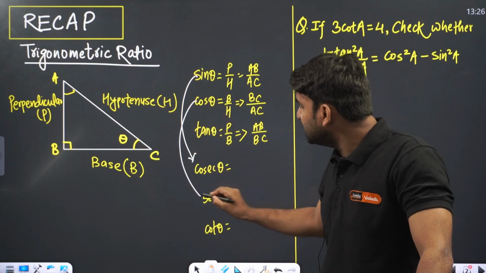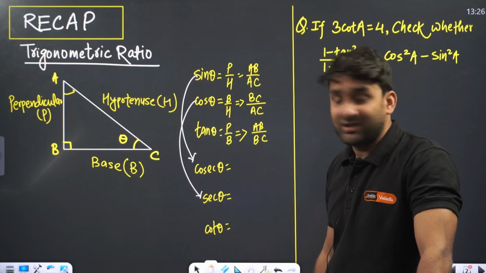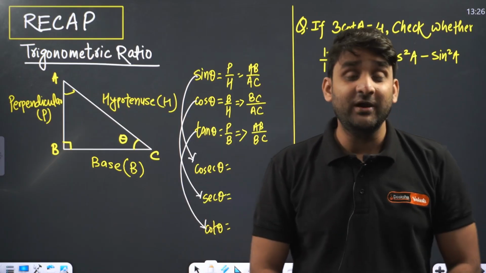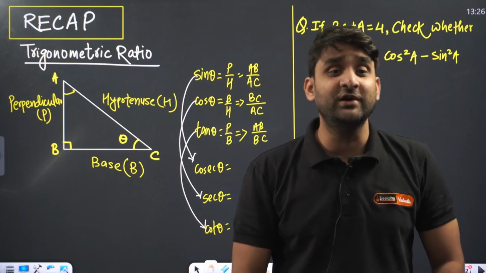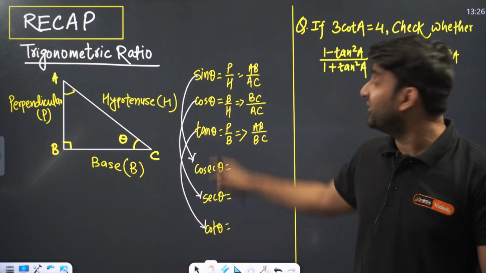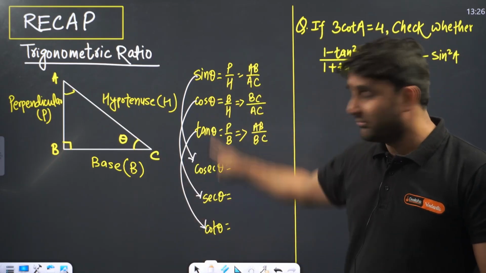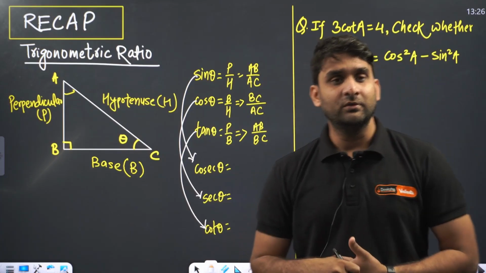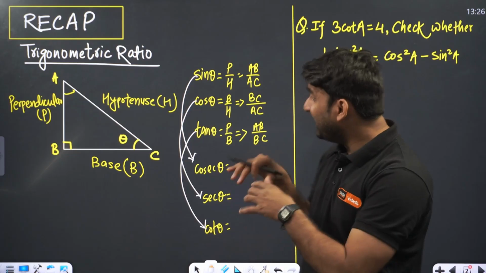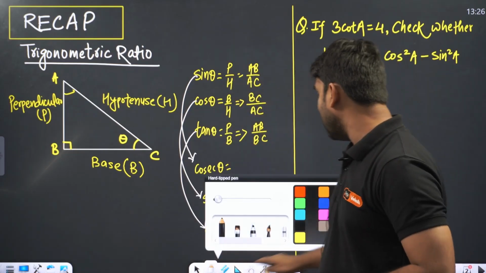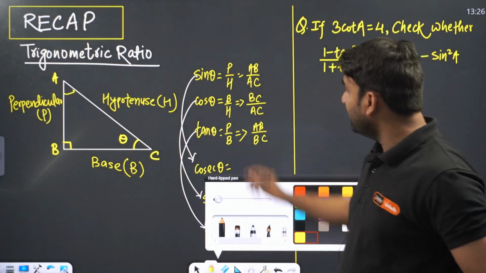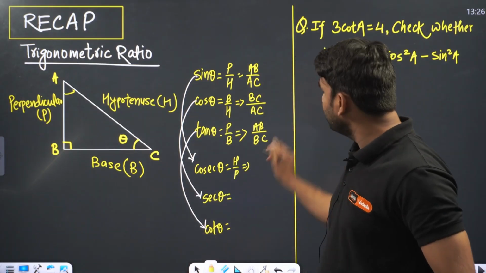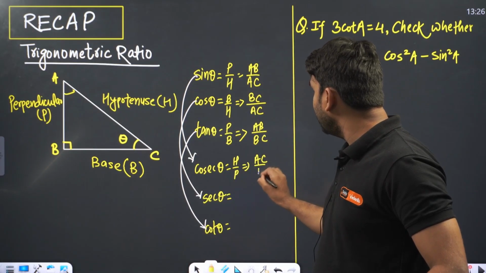Similarly, cos and sec are the reciprocals of each other. Similarly, tan and cot are the reciprocal of each other, and that's why I have suggested you guys to memorize these trigonometric functions in the same order, the order I have written here, so that you will be able to write the reciprocal function of each other. So my dear, if sine theta is perpendicular by hypotenuse, so cosec will be hypotenuse by perpendicular. So this ratio will also interchange, AC divided by AB.